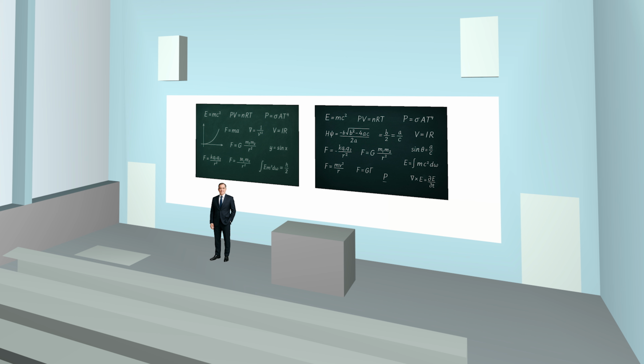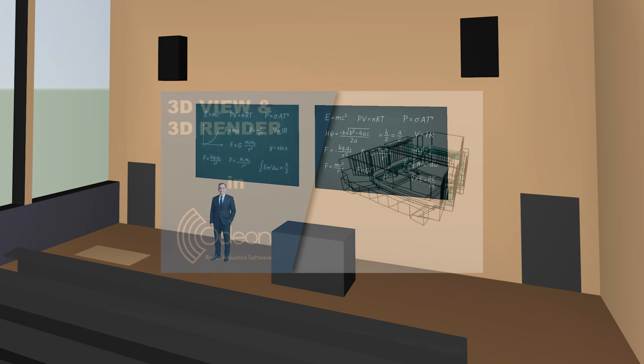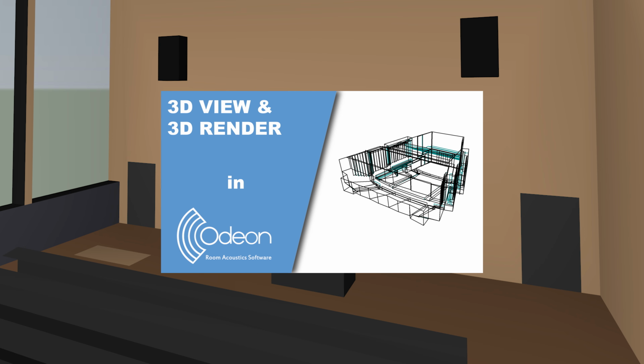Visual assets do not have any acoustical effect. Rather, they are only added for visual purposes. If you combine visual assets with the ability to freely change layer colors, you can make a 3D render look much closer to the real room. Changing layer colors is explained in our video on the 3D view and 3D render.